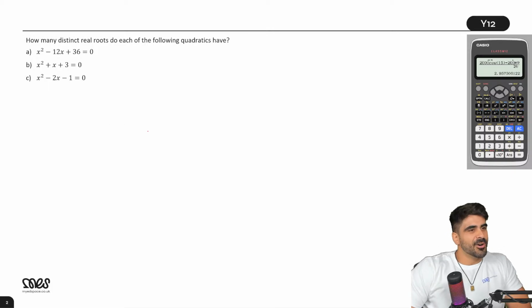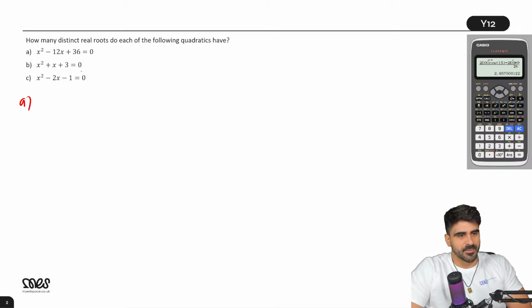So, question to you guys is, how many distinct real roots do each of the following quadratics have? So, first thing we need to do with part A, guys, to find out how many roots it has is to do what? What would be something we could do?